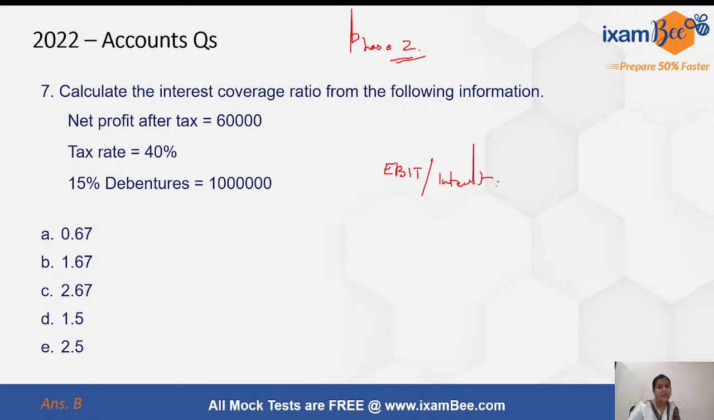Interest. Now I know what my interest is. I can calculate here 15% of my debenture. So this is indicating my interest, right? So 1,50,000 is my interest. Now I need to calculate EBIT. What has been given to me is net profit. So from net profit, first I can go back to find profit before tax by adding tax. If I add tax to this, I will get my PBT, and then I add interest to this to get my EBIT.